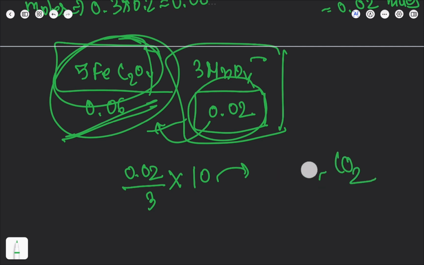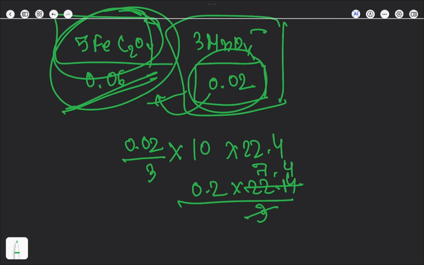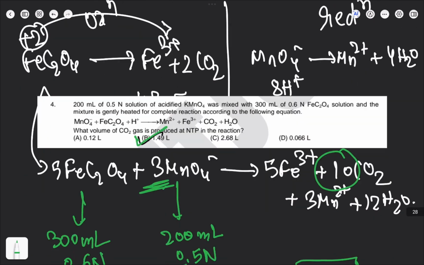I would just directly multiply by 22.4, and doing the calculation, 0.2 times 22.4 by 3 is 7.466, and 7.466 divided by 5 would be 1.493. So the B option is correct.